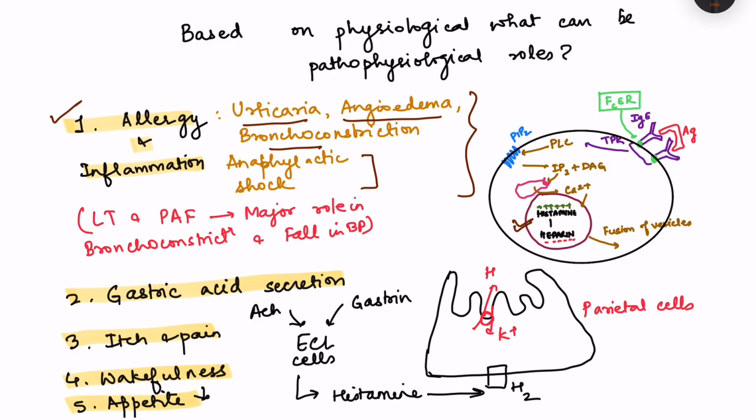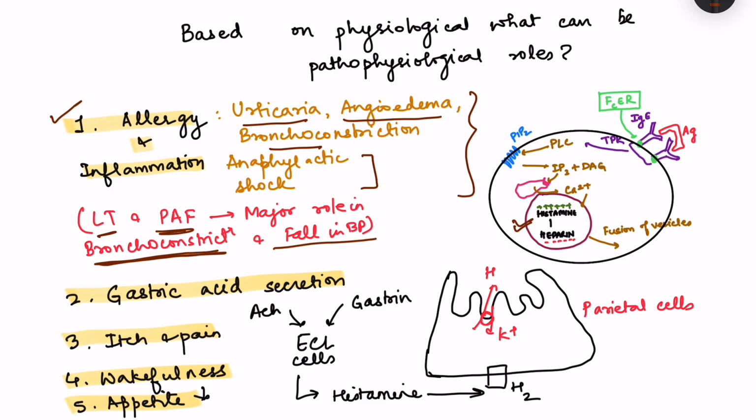They have other mediators as well, which include the arachidonic acid derivatives like leukotrienes, and there is platelet activating factor as well. And these are the factors which play a major role in bronchoconstriction and fall in BP. Okay, please understand. Yes, we have seen that histamine is also causing this, but leukotrienes and PAF are also very important for this.